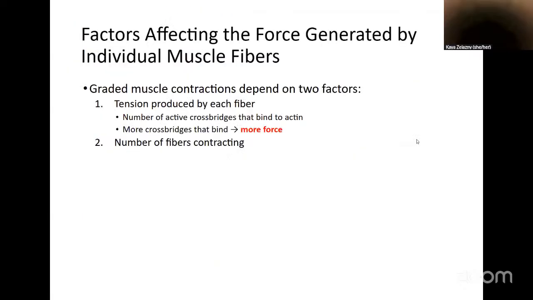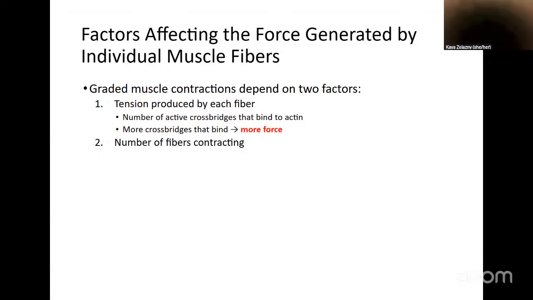Okay. So now we're going to be thinking about how we have different amounts of strength, different amounts of force from a muscle. That's our graded muscle contraction, from small all the way up to large amounts of contraction. We're looking at how much tension an individual muscle fiber produces, and at the whole muscle level, how many of those fibers are contracting at any given time.